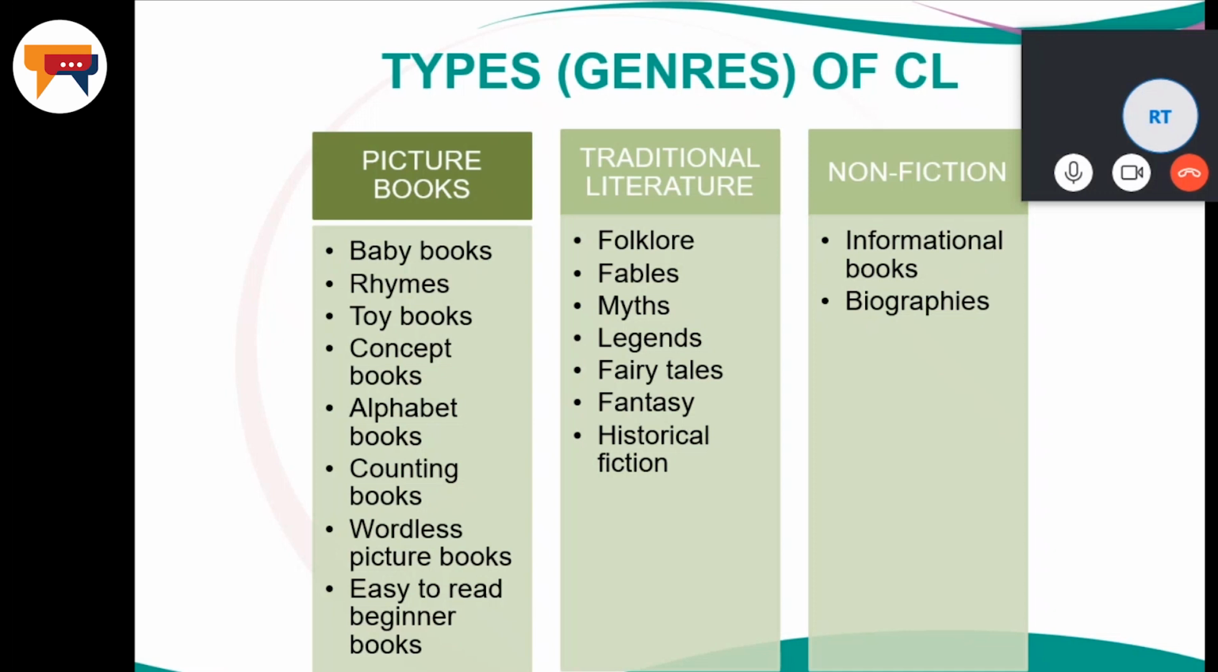Then we move to the traditional forms of literature. Folklore, make sure that you can identify or distinguish between folklore, fables, myths, legends, fairy tales, fantasy, and historical fiction. Those are in your study guide. And then lastly, of course, non-fiction, informational books and biographies. So usually towards the end of the foundation phase, children will start to engage with informational books and biographies.